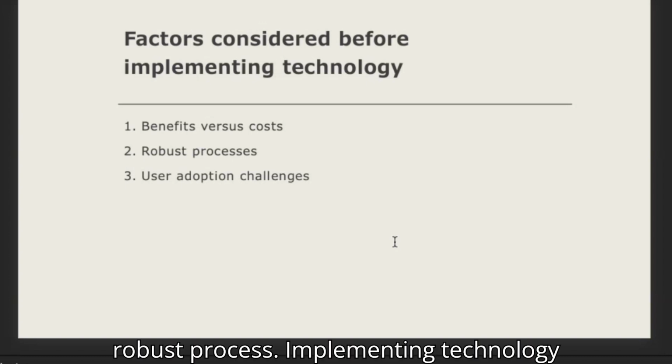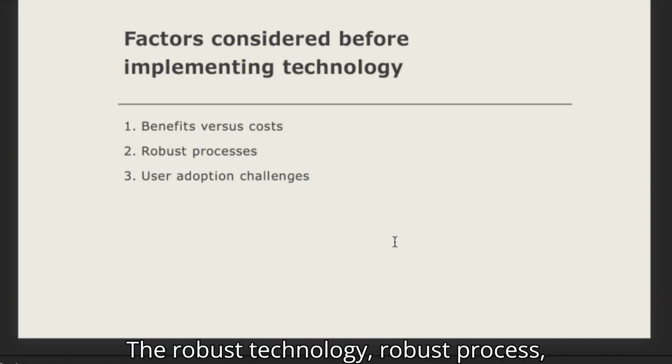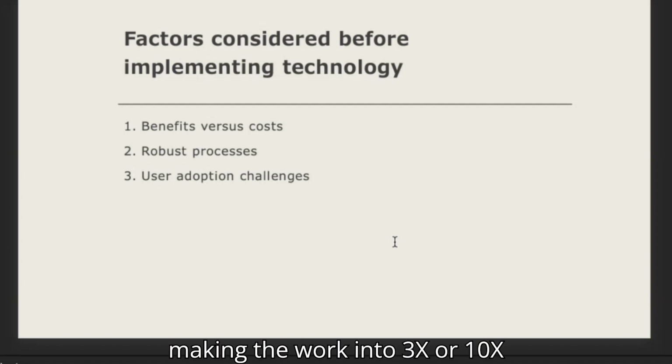Robust process. Implementing technology also creates momentum to converge the process so that it will help the organization to identify what their leading practices are and doubling down on making those more precise and efficient. So robust technology, robust process, making the work 3x or 10x times.